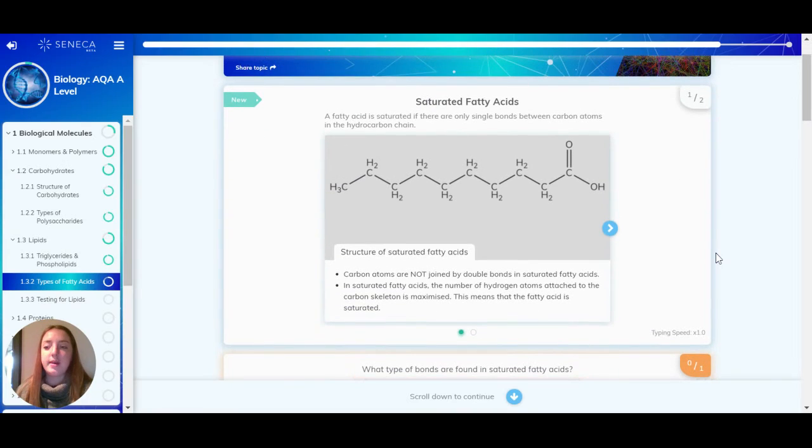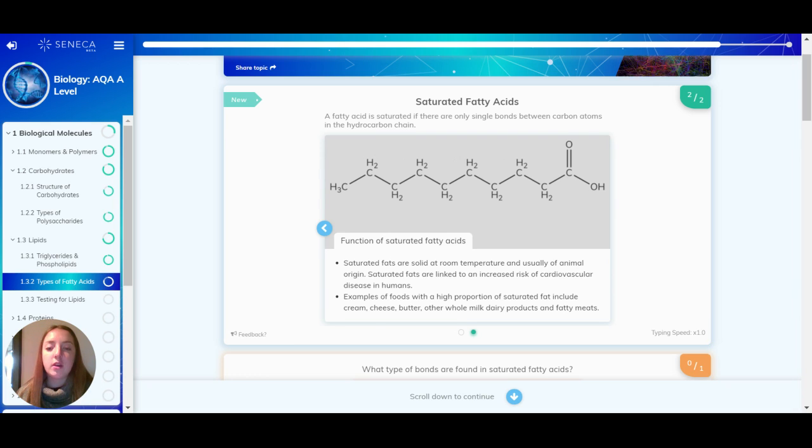Let's explore the topic of the types of fatty acids. A fatty acid is saturated if there are only single bonds between carbon atoms in the hydrocarbon chain. Carbon atoms are not joined by double bonds in saturated fatty acids. In the saturated fatty acids, the number of hydrogen atoms attached to the carbon skeleton is maximized. This means that the fatty acid is saturated.